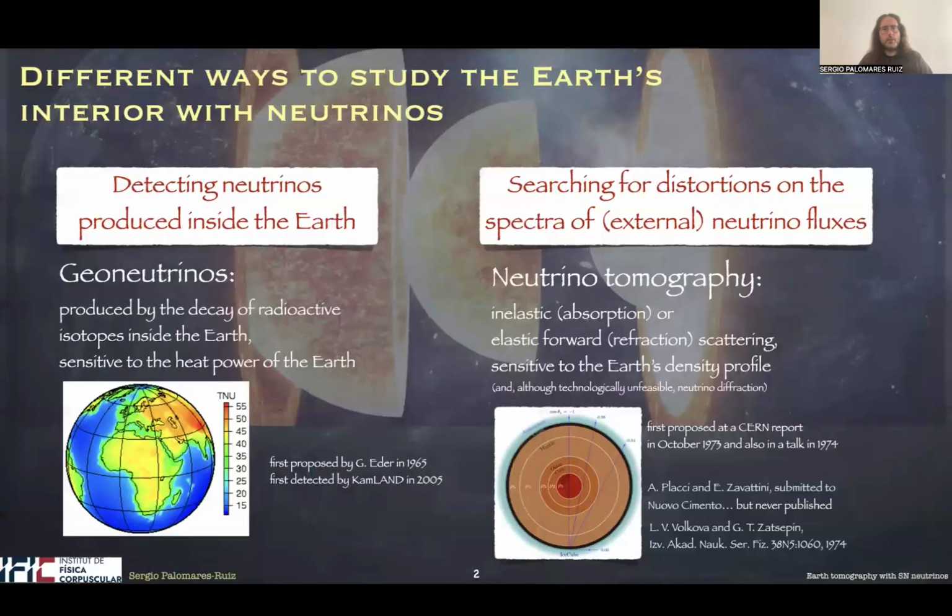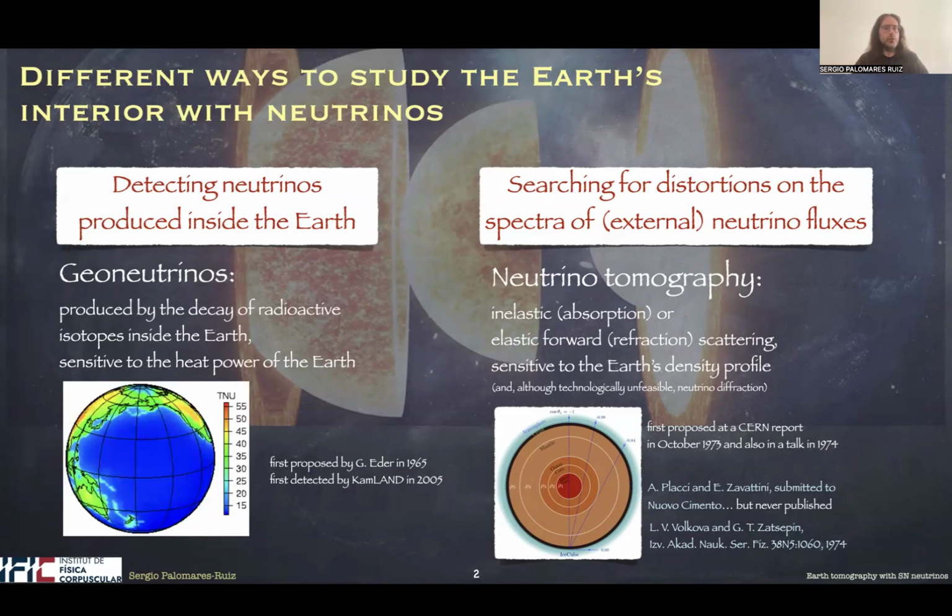So there are different ways in which we can do this. We can detect neutrinos produced inside the Earth, the so-called geoneutrinos, which are produced by the decay of radioactive isotopes inside the Earth, and they are sensitive to the heat power of the Earth or to different geophysical evolutionary models of the Earth. They were first proposed 60 years ago and first detected by the KamLAND detector 20 years ago. But I will not talk more about them, just wanted to mention.